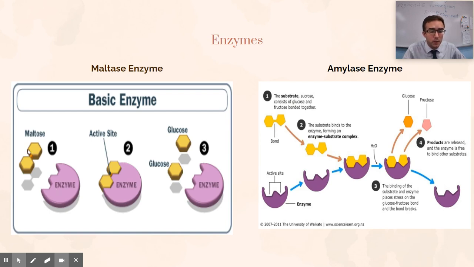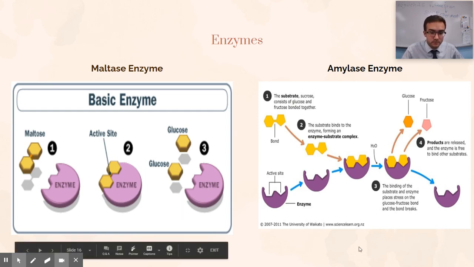So maltose is going to come in, fit perfectly into the enzyme. The enzyme is going to run through hydrolysis, be able to break apart maltose into glucose and glucose. And then the glucose is released, and then the maltase enzyme is free to run off and find another substrate again.